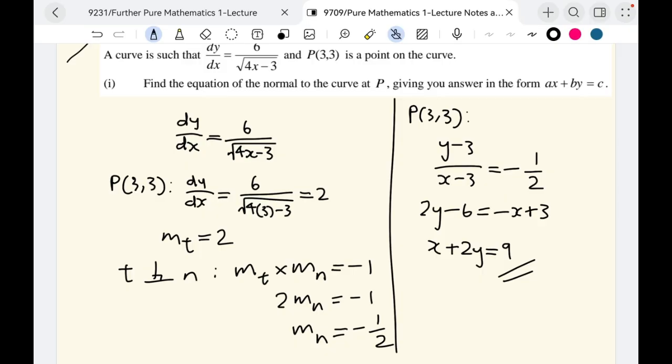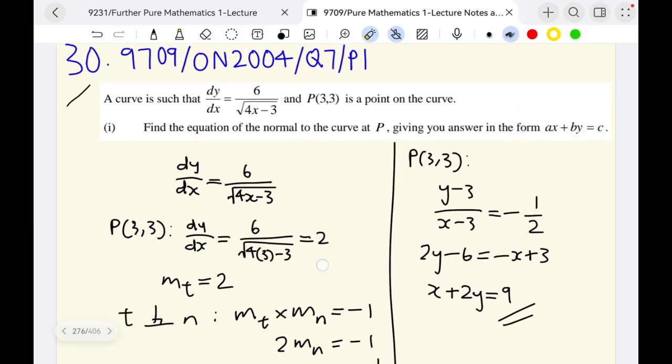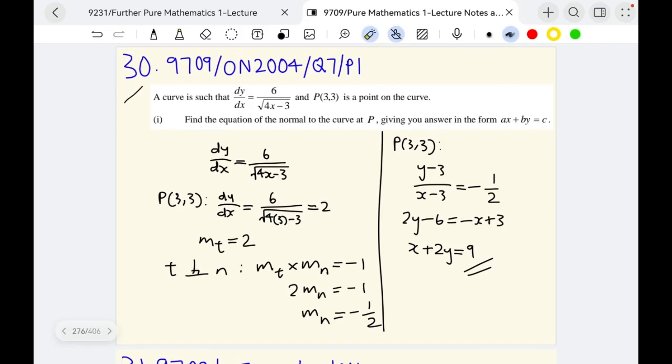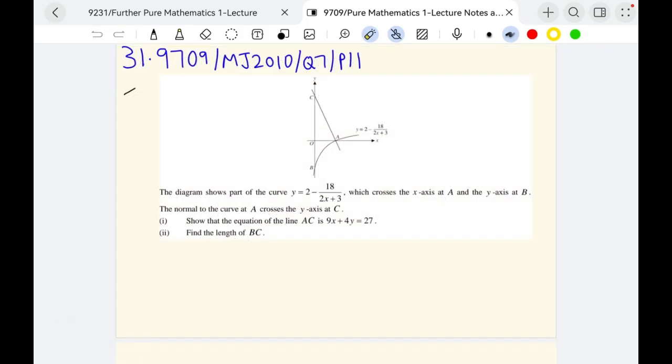Okay, if you leave it in intercept form, no marks for the answer because you didn't comply with what the question demands, right? So yeah, I believe most of the calculus questions involve differentiation and integration at once. Okay, let's move on to the next question, which is question 31.